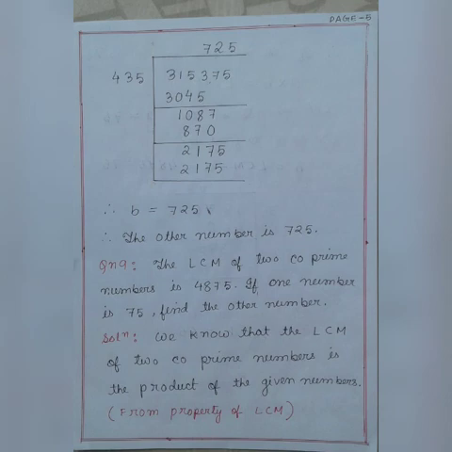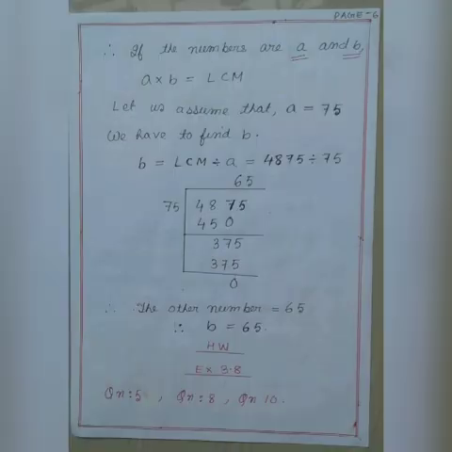Question number 9. The LCM of two co-prime numbers is 4875. If one number is 75, find the other number. We know that LCM of two co-prime numbers is the product of the given numbers, from the property of LCM. If the two numbers are co-prime, then their LCM is the product of the numbers. So if we assume the co-prime numbers as A and B, A into B is equal to LCM. Let us assume that A is equal to 75.